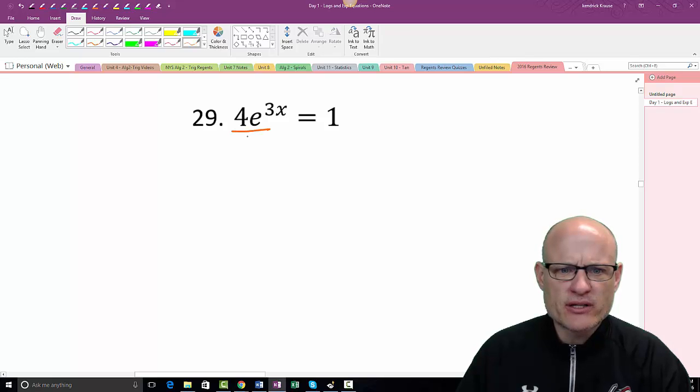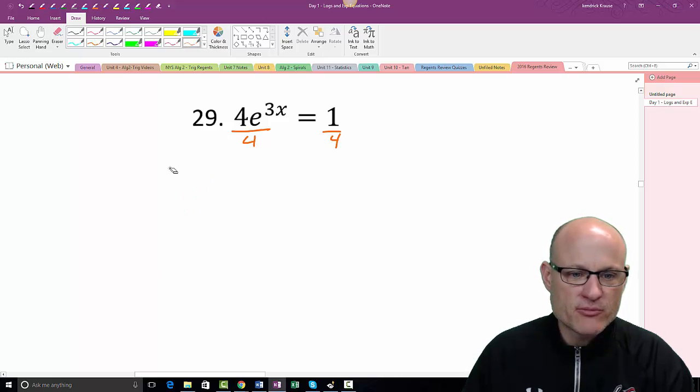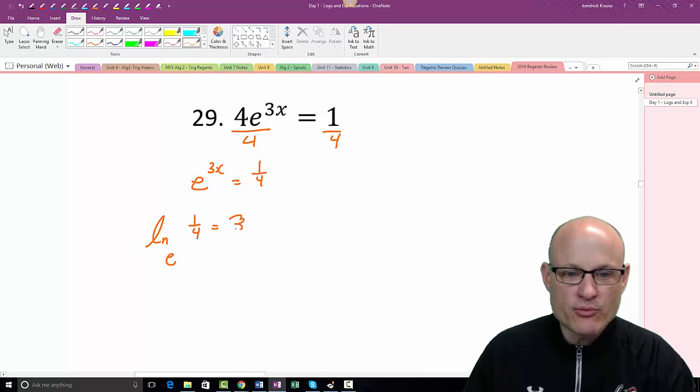Got to get the weird thing alone, so we're going to divide by 4, and I get e to the 3x equals 1/4. Now it's all about that base. So we're going to turn it into a natural log. Base e of 1/4 is equal to 3x. Yes, that's a 3. Don't give me a hard time. Divide by 3. Divide by 3.